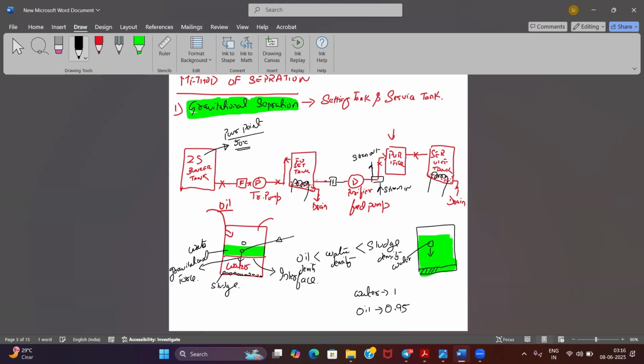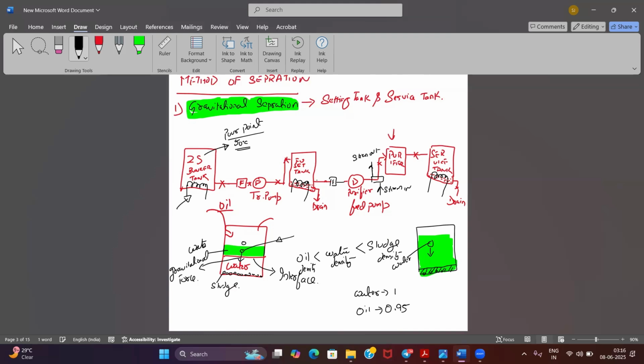So all the water and your solid particles will start to accumulate at the bottom, and this is known as gravity separation. Okay, now you can see over here I have drawn a diagram of how the system is. Okay, a very rough diagram. I have a two starboard bunker tank. Okay, it also has a heating coil.